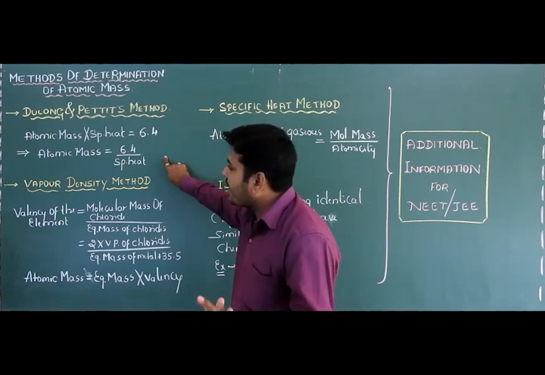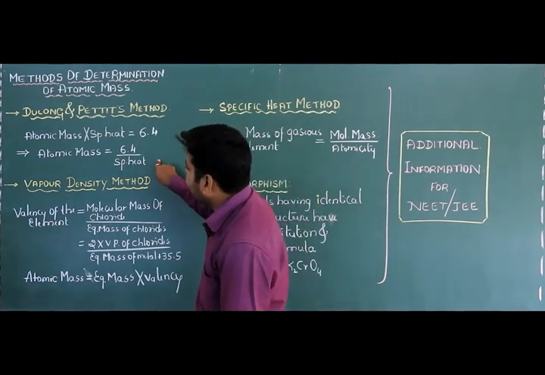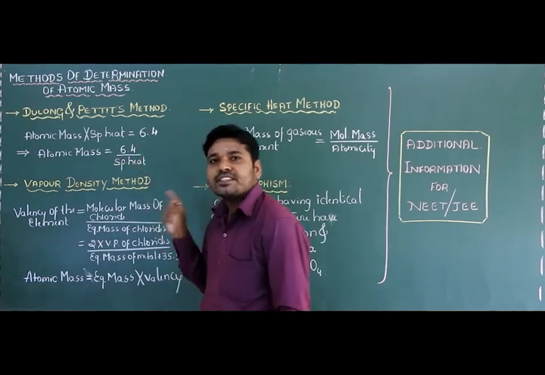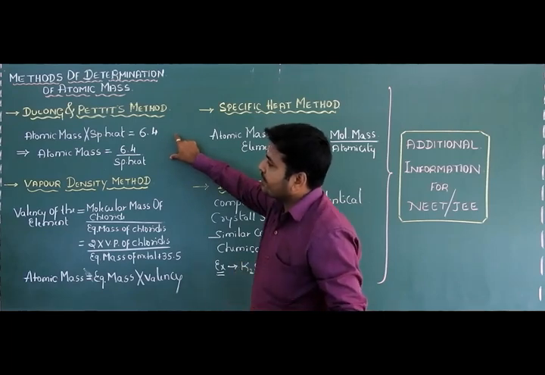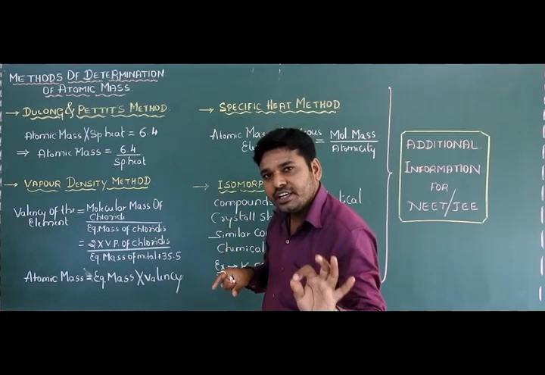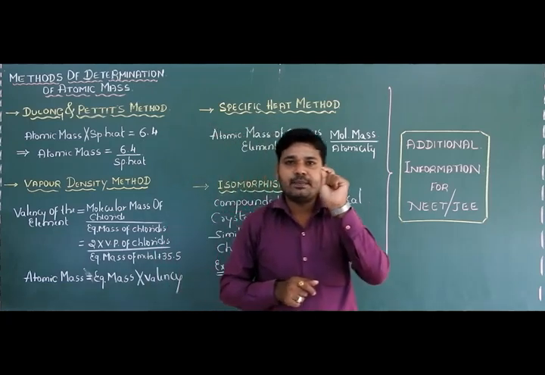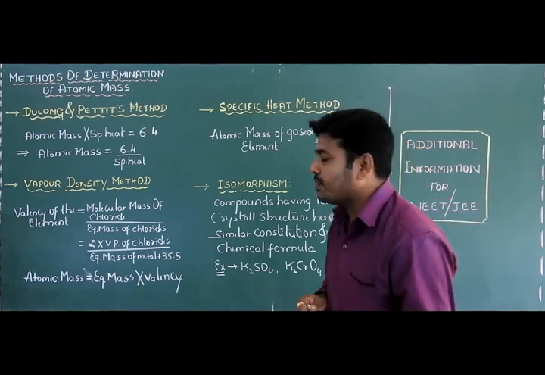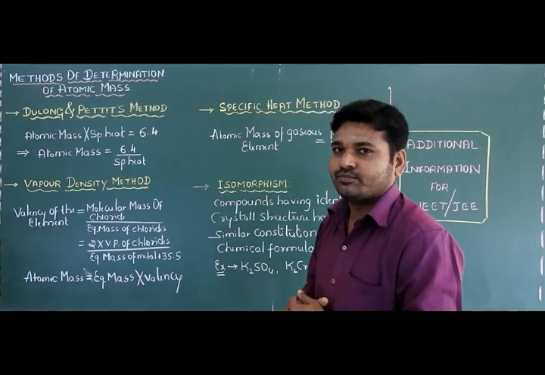So here, to calculate the atomic mass of an element, the relevant formula is atomic mass equals 6.4 divided by specific heat. The Dulong and Petit's method, or Dulong and Petit's law, is applicable only for solid elements, except beryllium, except boron, except carbon and except silicon.